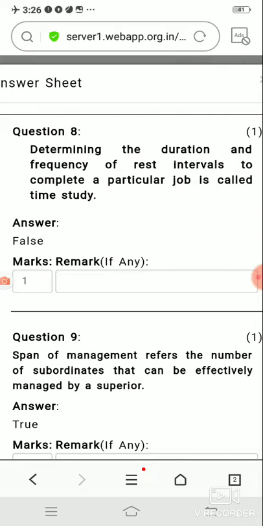Because in time study, what do we determine? We determine a standard time which is taken by an employee to perform a particular job. That is called the concept of time study. Now here the concept is different. This question is saying that determining the duration and frequency of rest interval to complete a particular job.